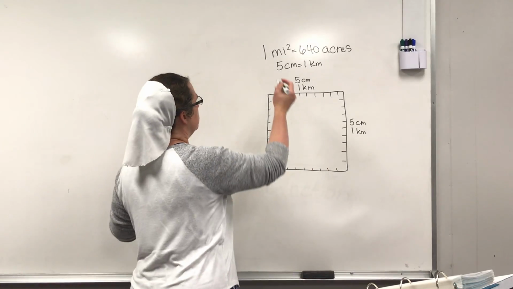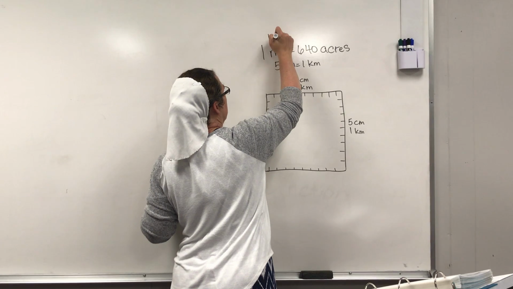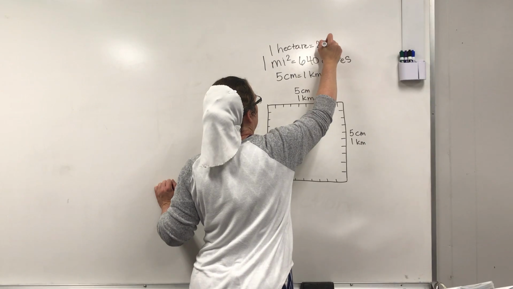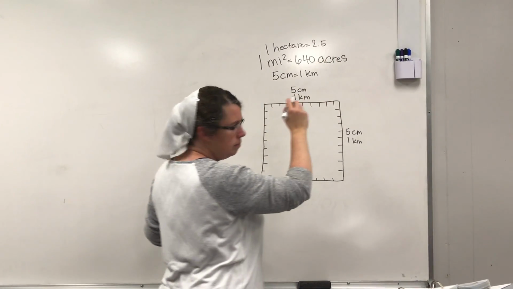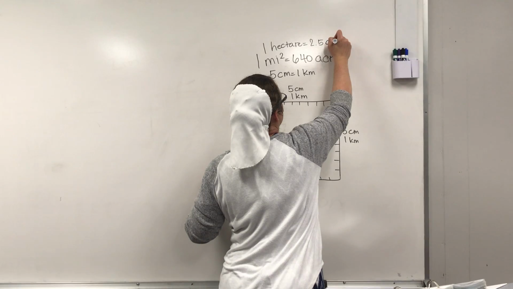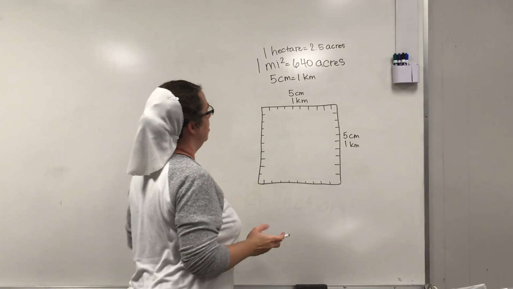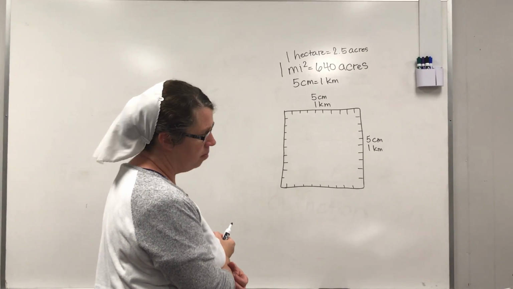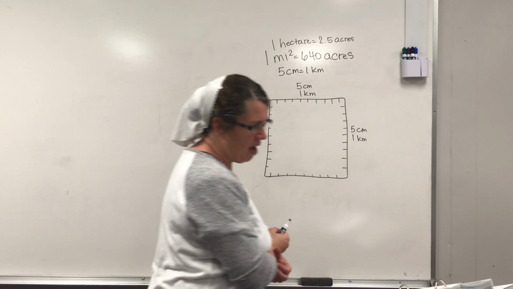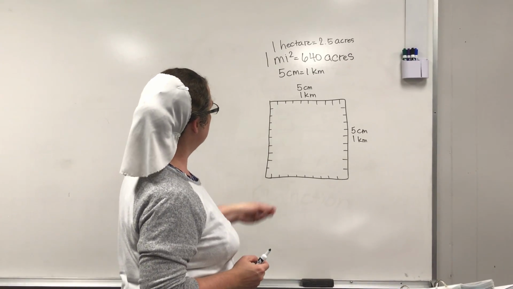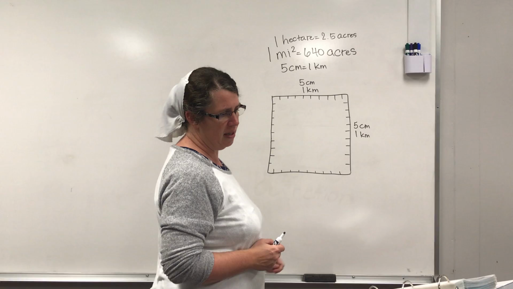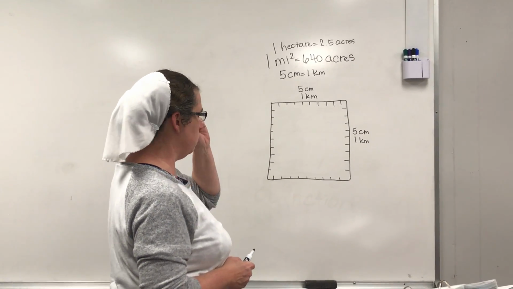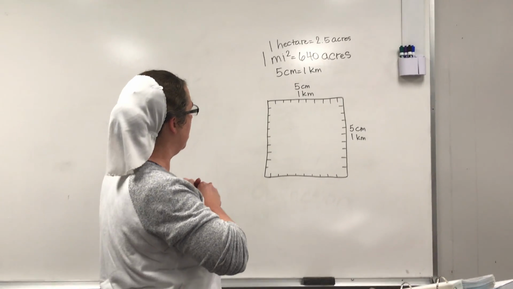And the reason for that is, not the reason, 1 hectare is 2.5, did I write that? 2.5 acres. This large square represents 100 hectares. It represents land that measures how many meters on each side.